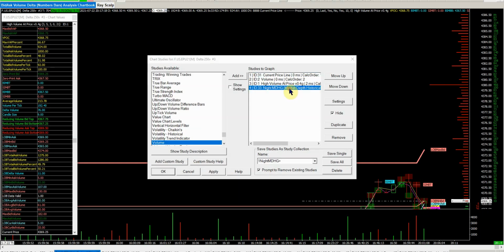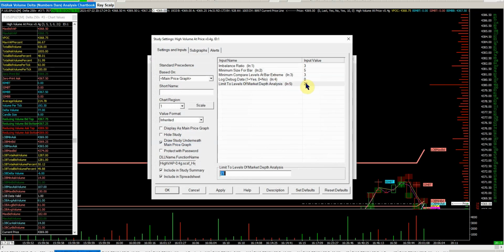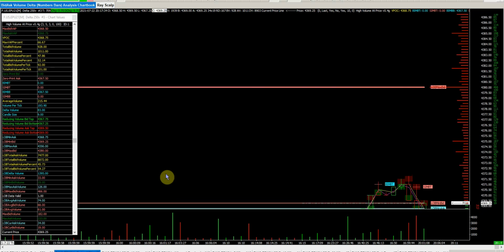Let's go to the chart study. Go to high volume price and change that. Say, for example, you've got 100 levels up and down. Now all of a sudden, boom, see what it did? Came right back up to that 466.